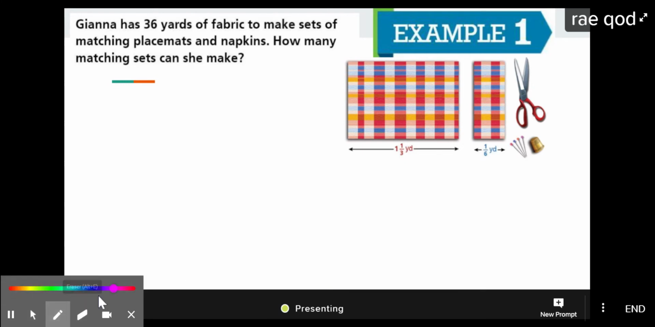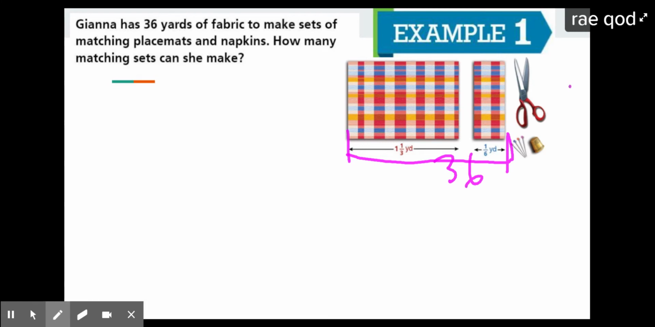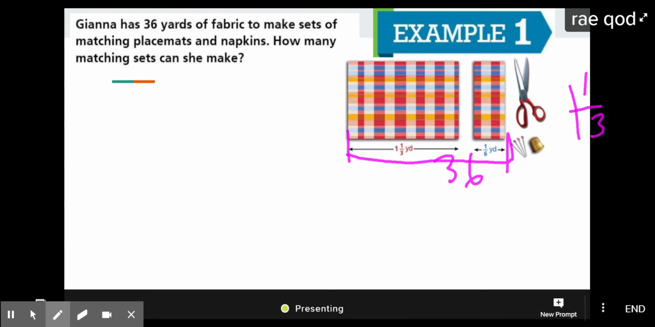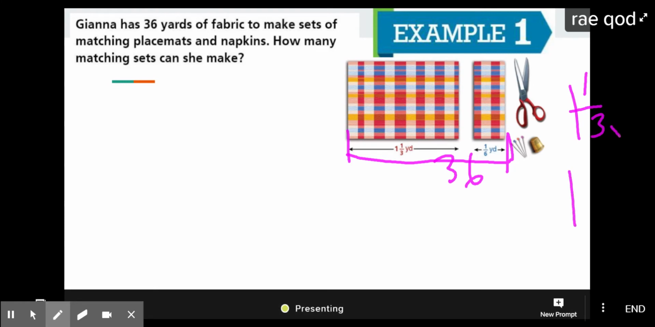So over here on this picture, they show us that the placemat is 1 1/3 yard, and the little napkins are 1/6 yard. In total, we need to figure out how many she can make that'll use all 36 yards. So before we get started, I'm going to turn 1 1/3 into an equivalent denominator, because I know eventually I'm going to have to add these. I'm going to use 6, because if I multiply this by 2 and this by 2, I get 2/6.